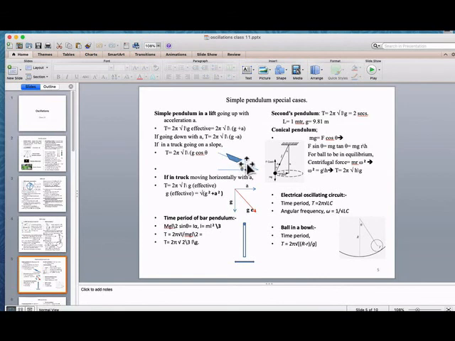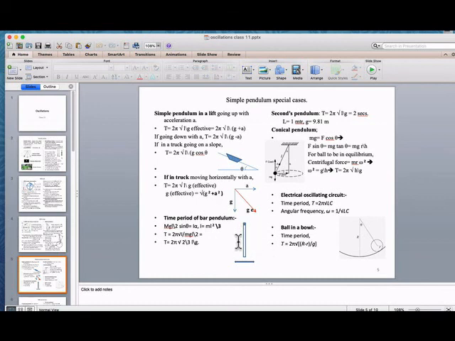Suppose it is going on a slope. So what is g here? g effective is g cos theta. So 2 pi root L by g cos theta is the time period in this motion. If a truck is moving with acceleration a, g is acting like this. So what is the g effective? Root of g square plus a square. So the time period is 2 pi root L by g effective, where g effective is root of g square plus a square.